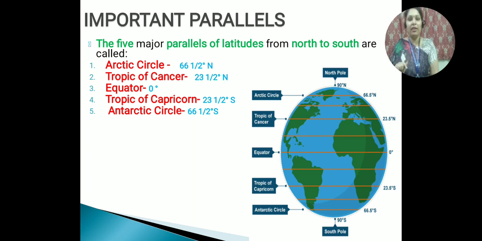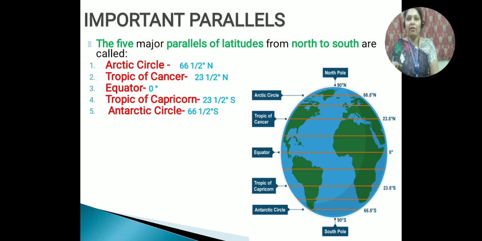As I have already told you, the Antarctic Circle is just after the South Pole. It is towards the South Pole, at the bottom of the earth. Its degree is 66 and a half degrees south.